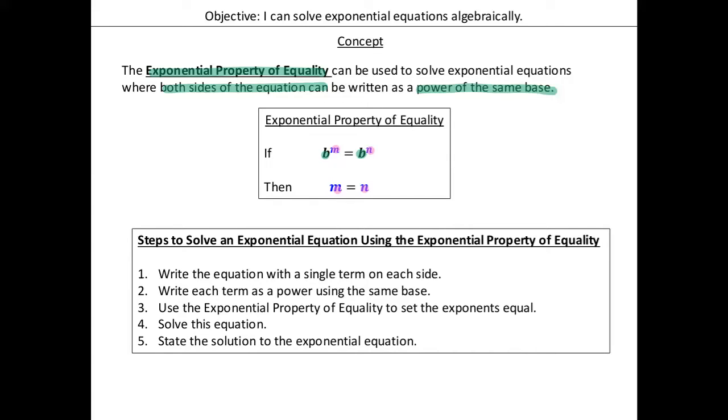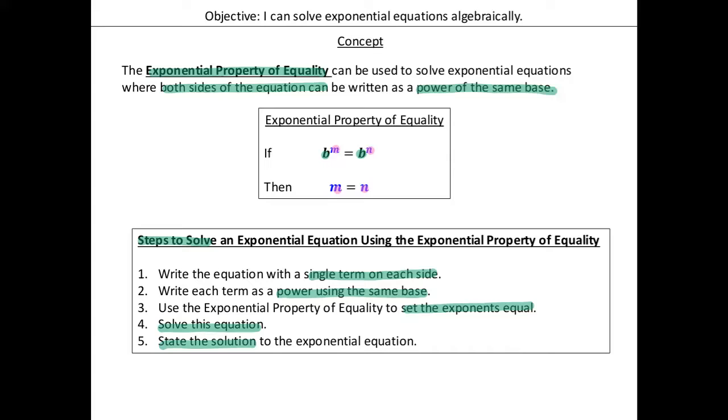And then we have steps to solve exponential equations. We're going to first write the equation with a single term on each side. And then you're going to write each term as a power using the same base. And then you're going to use the exponential property of equality to set the exponents equal. And then you're going to solve this equation and then state the solution to the exponential equation.